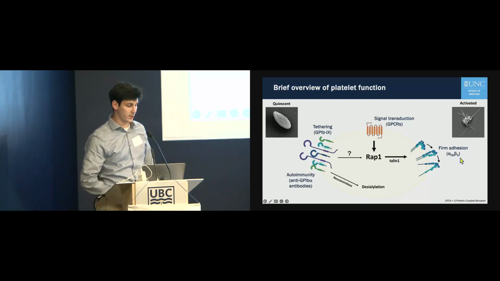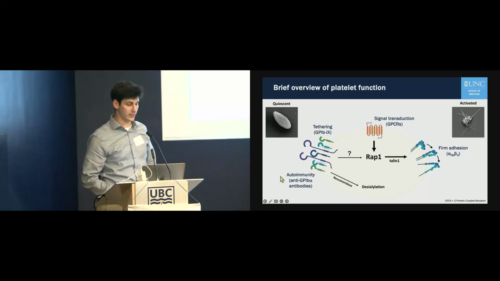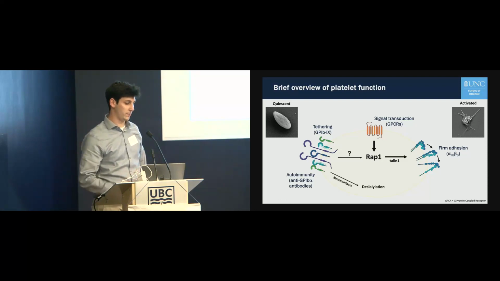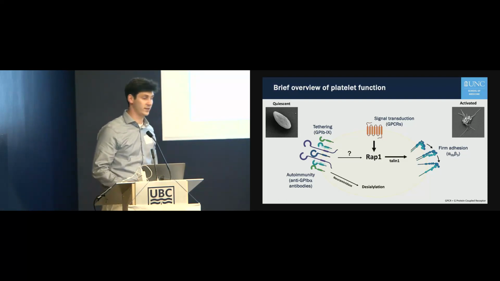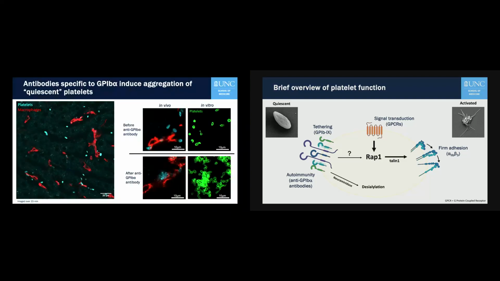Interestingly, this first adhesion receptor GP1B is also a target for autoimmunity or auto antibodies that recognize the alpha domain, and this can lead to translocation of neuraminidase, desialylation, and this can lead to platelet clearance. So this is what I'm going to talk about.